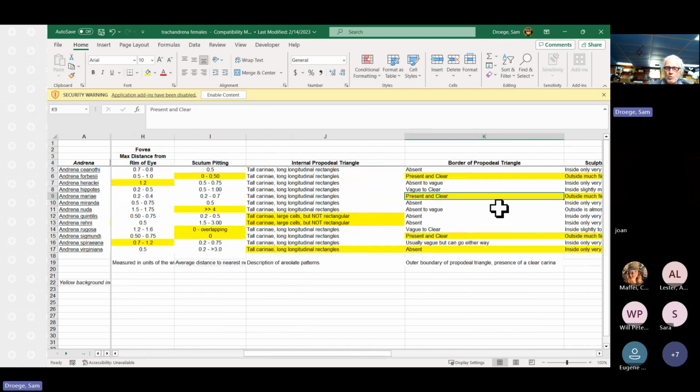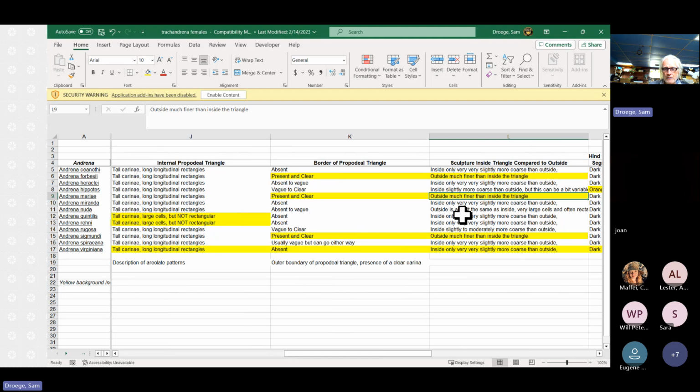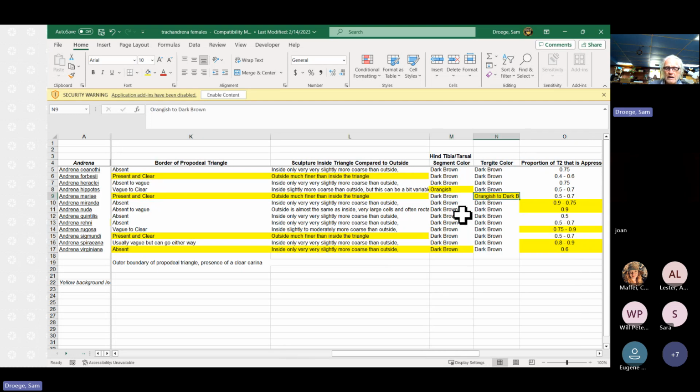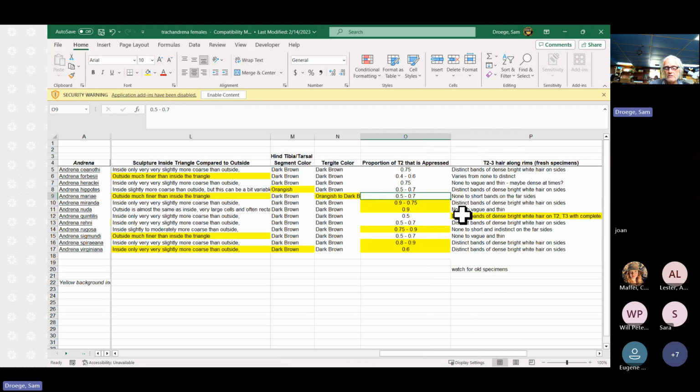And so border a propodial triangle, it says present and clear. I don't think I saw that in that red one very well, but perhaps we didn't have quite the angle on it. We'll pull that back up. It's still on there. And then outside much finer than inside. Again, I didn't really see that either. And then the tergites, in this case, were orangish, but in other cases, not. It says orangish to dark brown. So that'd be the same.